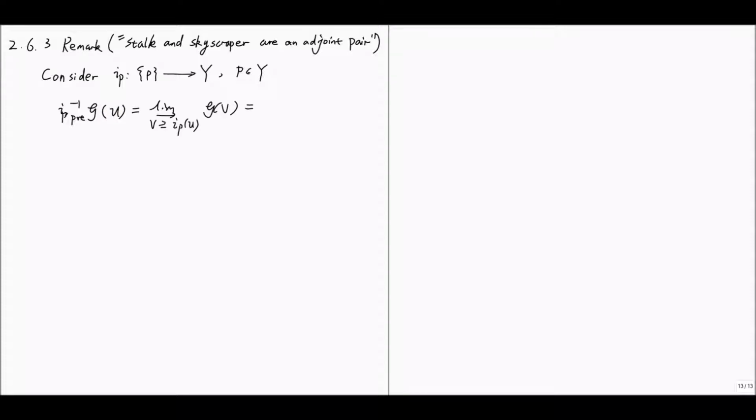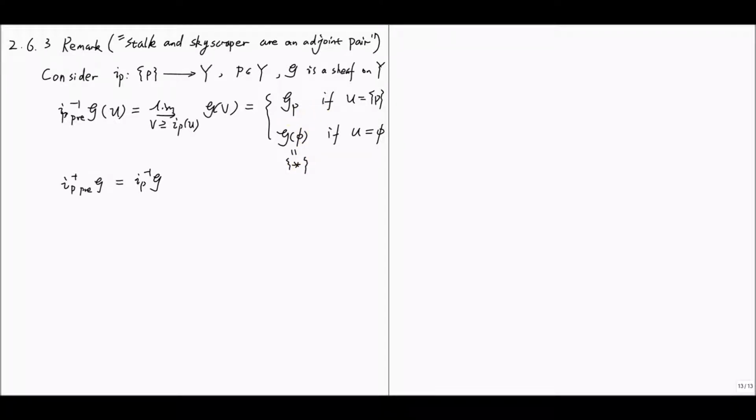By definition, this is a colimit. And this colimit is also very simple. If U is indeed the one-point set P, then we will get the stalk of G at P, because this is really the definition of stalk. However, if U is empty, we will get G of the empty set. But this is a one-point set.